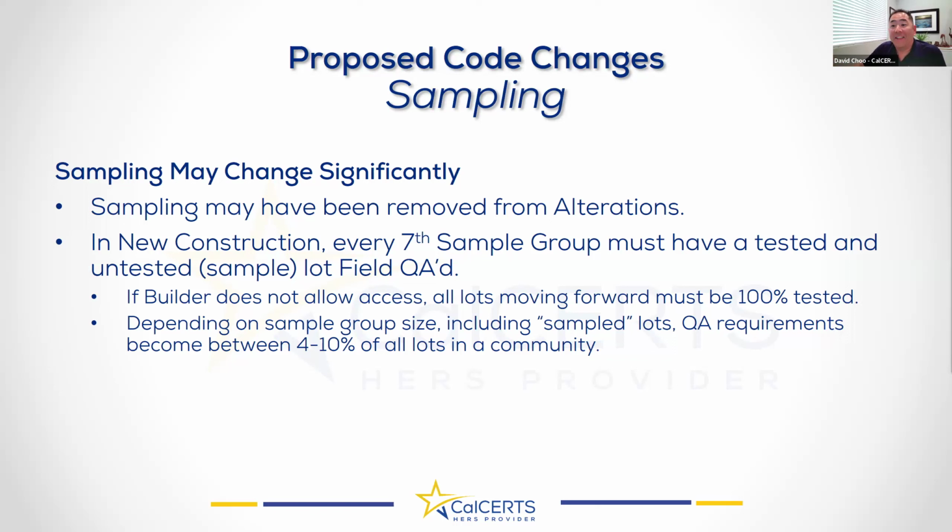Now, where I thought it was even more interesting is that I think the code says if a builder doesn't allow access for the provider for QA, then every lot moving forward in that community must be 100% tested. There can be no more sampling in the community. So this is a pretty significant change that the CEC is proposing. It's going to impact raters, providers, builders, homeowners, potentially home sales, certificate of occupancy, escrow, right? Because what if the documentation can't move forward? So this is something that you might want to look into, if anything.